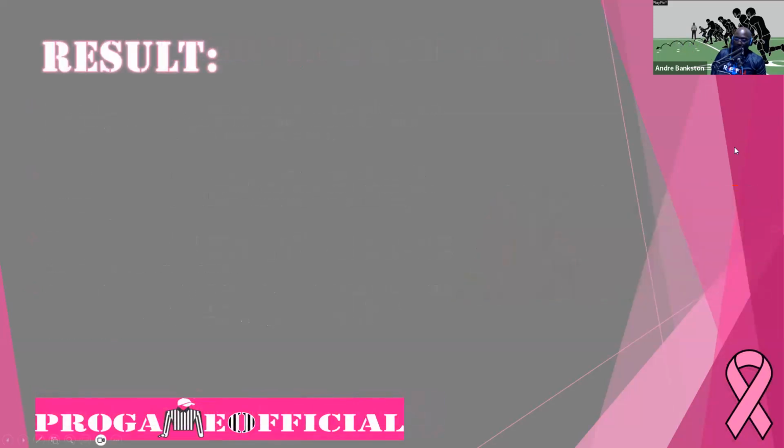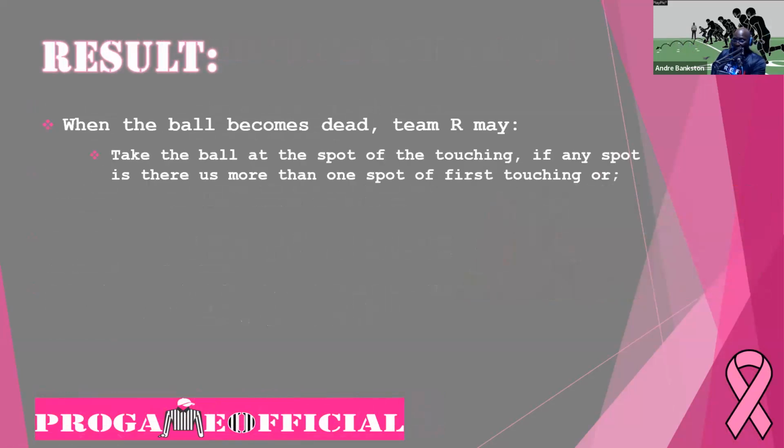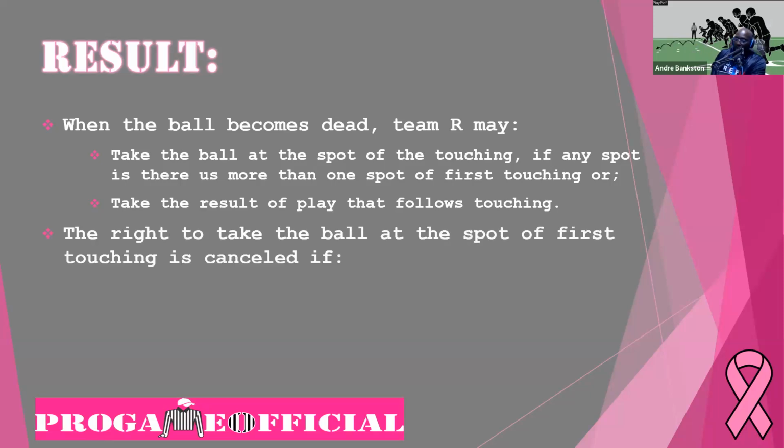Okay. So when the ball becomes dead, team R may, if we have first touching, take the ball at the spot of touching. If there is more than one spot, you may choose which spot of first touch. Or take the result of the play following first touching. So let's say I have first touching on the 10, but we got to the 50, so I'm going to ignore the first touching. I don't want to take it.